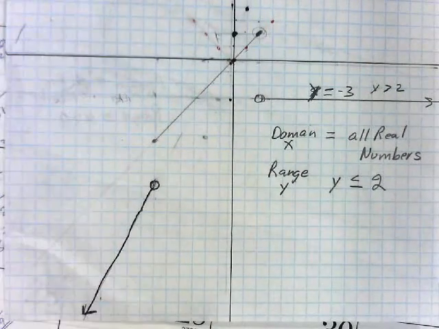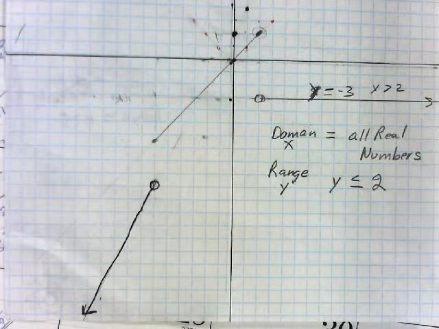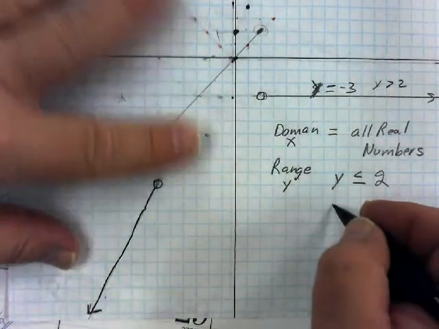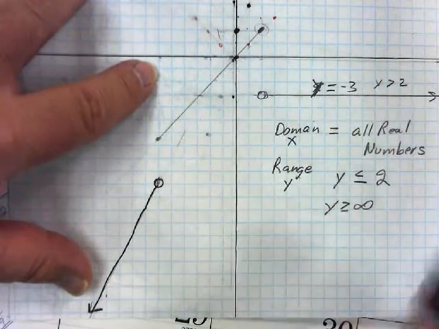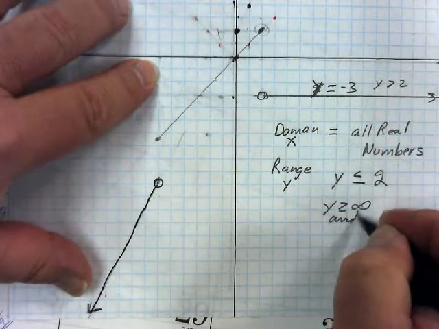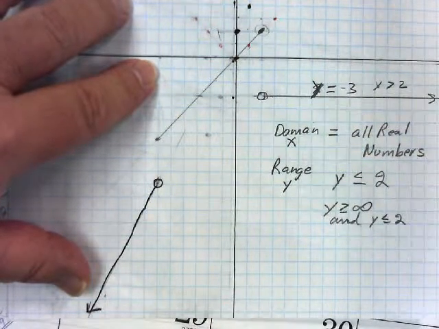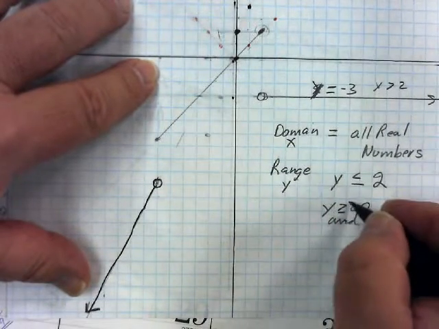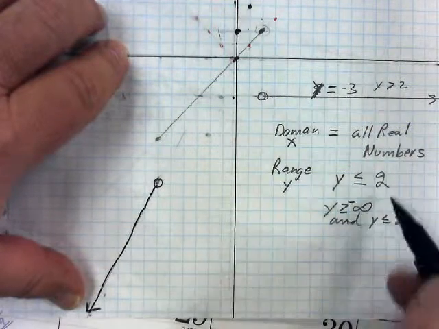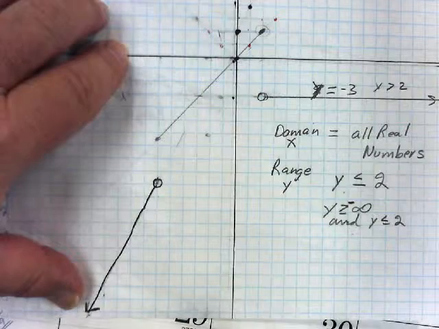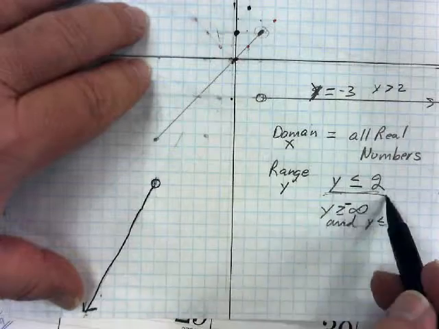Another way that you could rewrite it is y has to be greater than or equal to negative infinity, and y has to be less than or equal to 2. And this would happen to be negative infinity, because isn't the y negative down here? So one of those two would fit the bill, preferably this one. Okay?